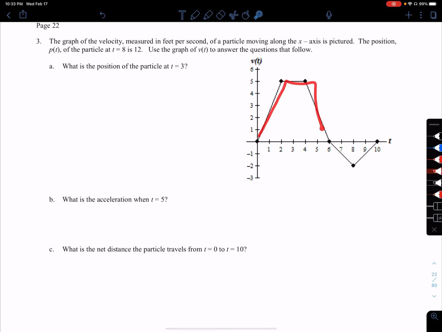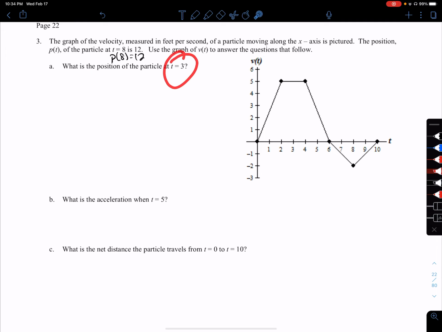So this is velocities. The position, p of t, of the particle at t equals 8 is 12. That is an ordered pair. P of 8 equals 12. I would write it in that form for sure. Use the graph to answer the following questions. What's the position of the particle at t equals 3?